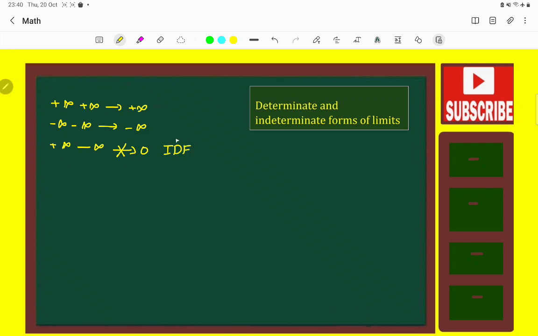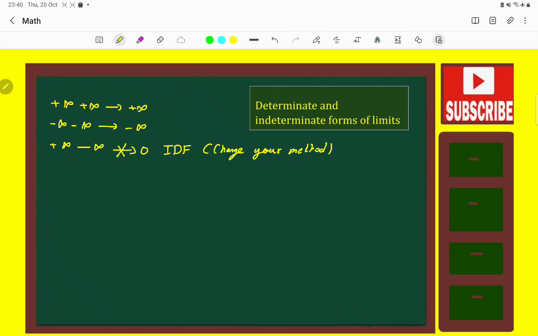You will see later that whenever I have an IDF case, I need to go and find another method. So here you need to change your method to find the limit. And of course, in the future videos, we'll study all the IDF cases. We'll study the methods of how to deal with these cases.